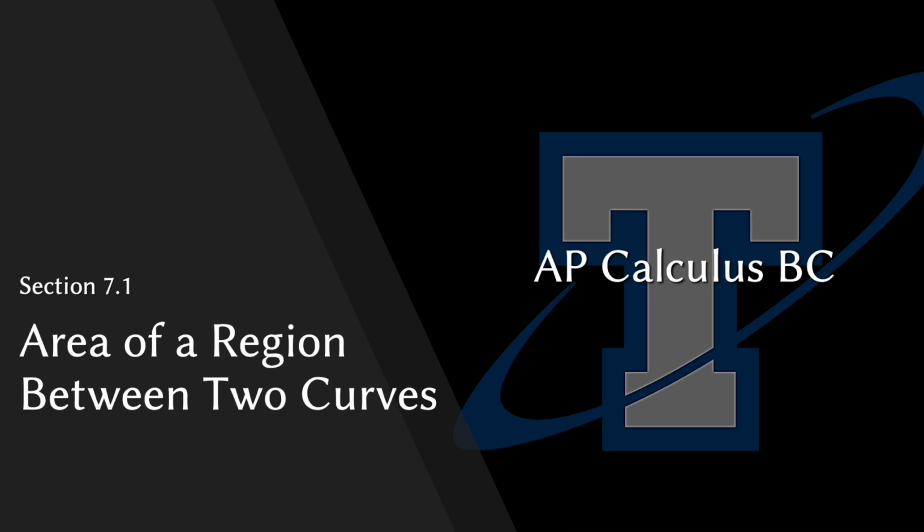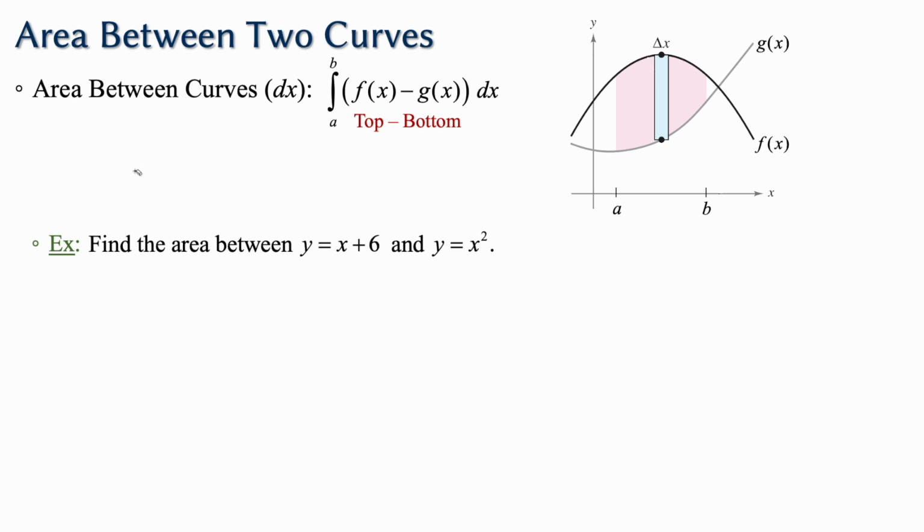Section 7.1, Area of a region between two curves. In this section, we'll be reviewing the area found between two curves. So obviously, we're going to be using definite integration to find the area under a curve, but in order to find the region bounded between two curves, we're going to combine two areas.